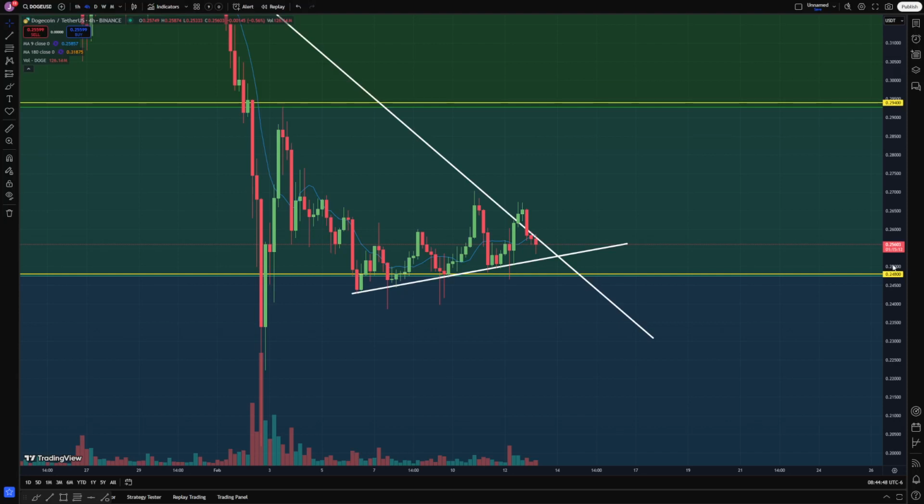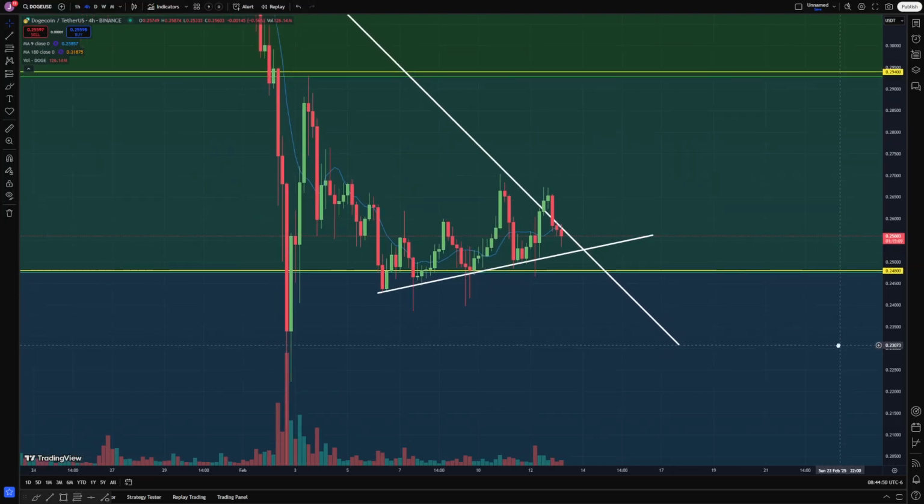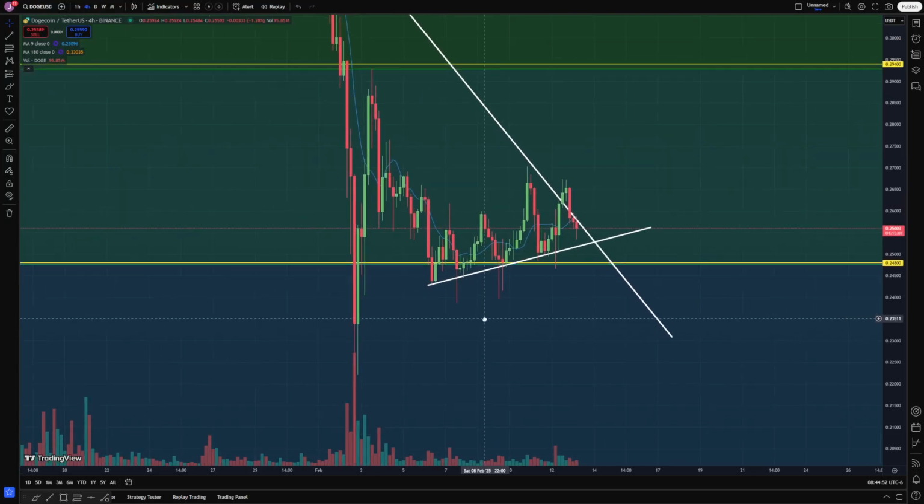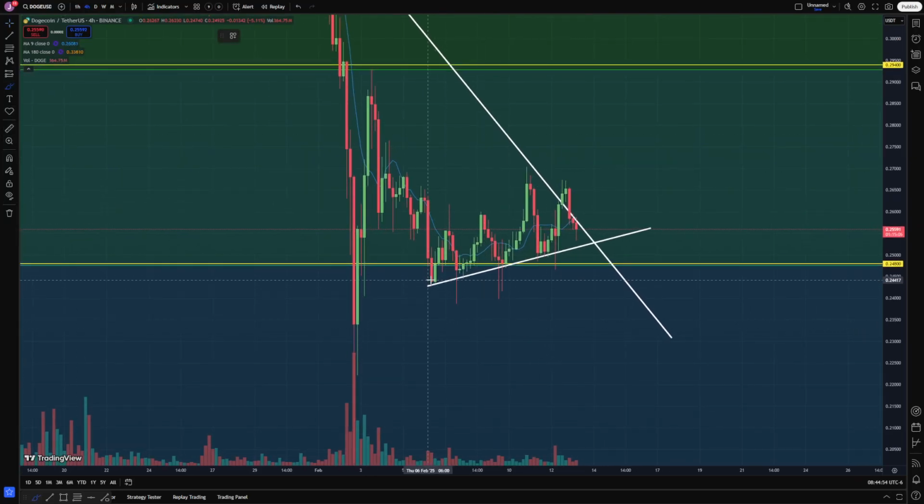Let's take a look at what's going on with Dogecoin today, guys. All right, so I'm on the 4-hour time frame right now on Dogecoin, and here's what I'm looking at. We have support, giving me this trend line right here. We're basically watching this uptrend right now. It's bouncing on that line, moving to the upside.